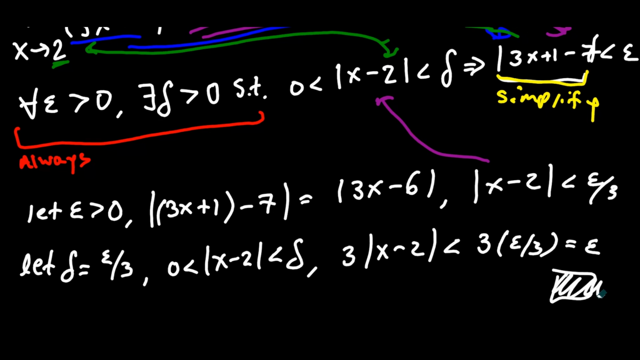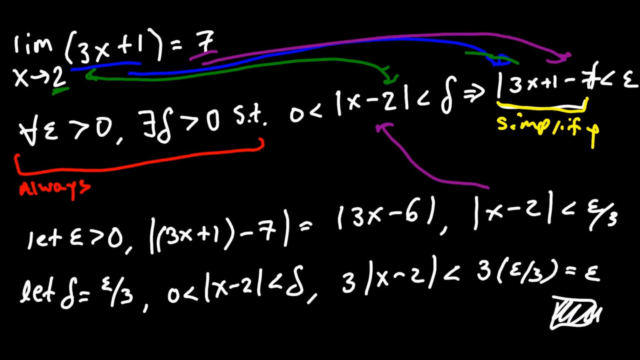So just a little recap of what happened. We have a limit right here, and we are trying to prove that this limit is correct. So for all epsilon greater than 0, there must exist a delta greater than 0 such that our distance from our limit, which is x minus 2, is between 0 and delta, and the distance between the function and the answer to the limit is less than epsilon.